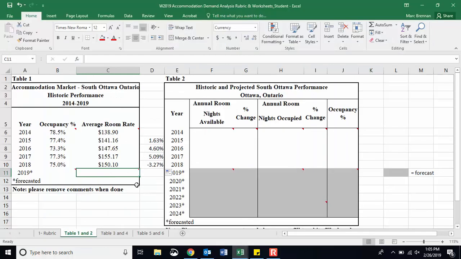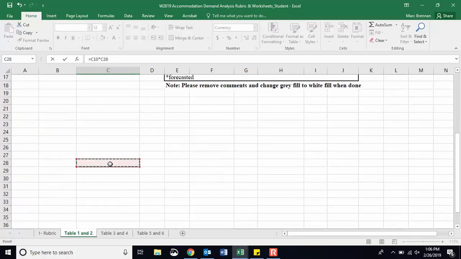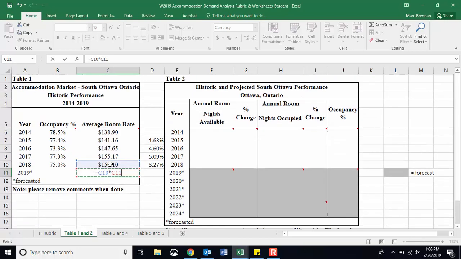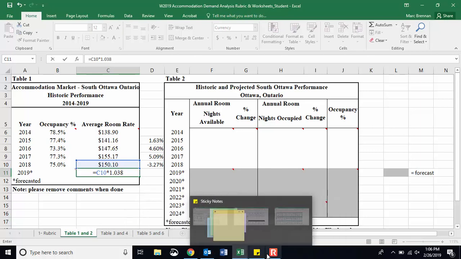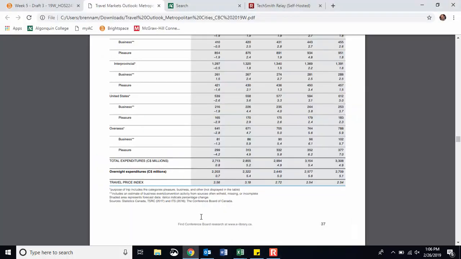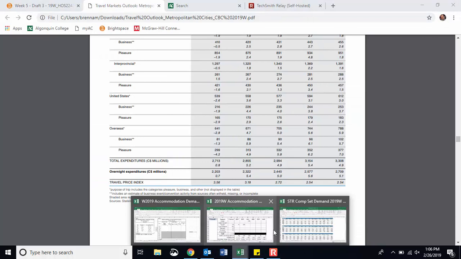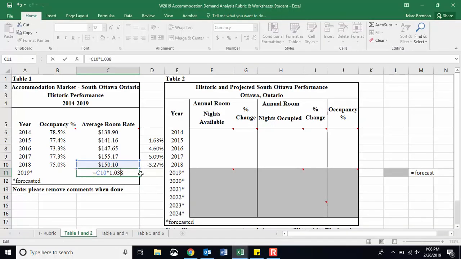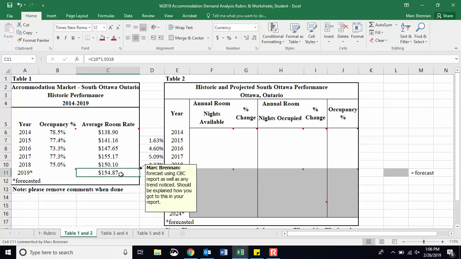3.18. So we could go back and go equals this times 1.03, oh, pardon me, 1.038. And that's the 3.8% increase. And let's just double check that I have the correct information. 3.18. That's why you always double check. There you go. Okay. So forecast at $154.87 for the average room rate. Just explain how you got to that number.